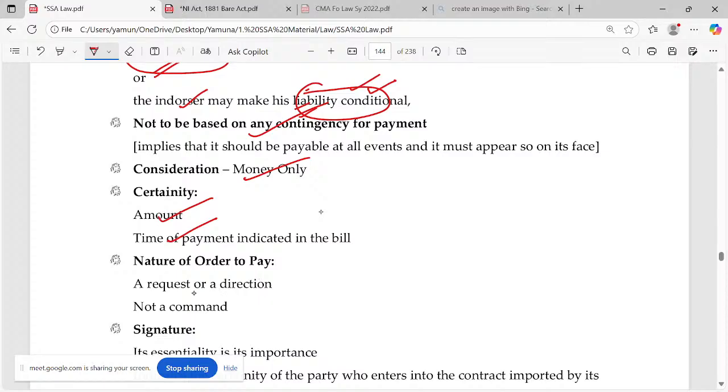Nature of order, who has to pay? A request or a direction has to be mentioned. It should not be a command. Not 'I pay', but 'you pay'.